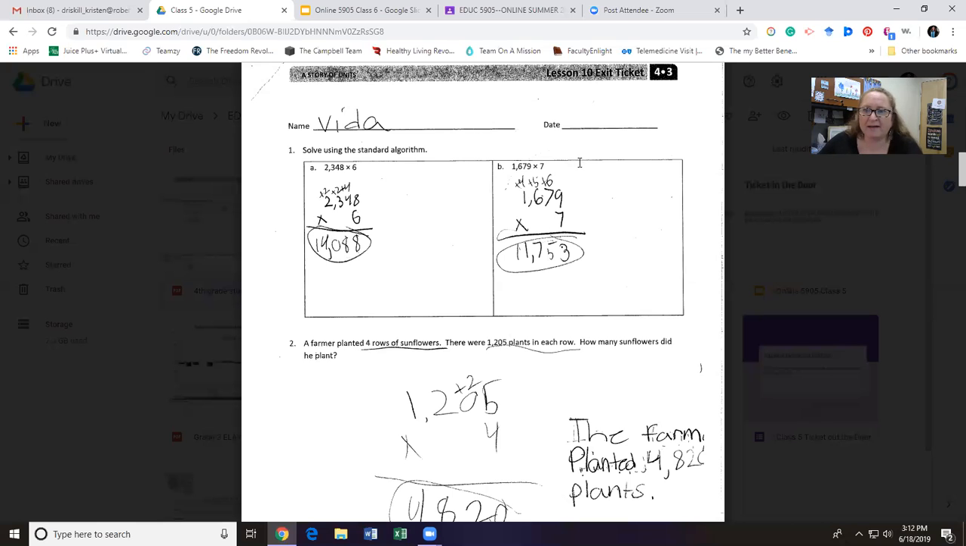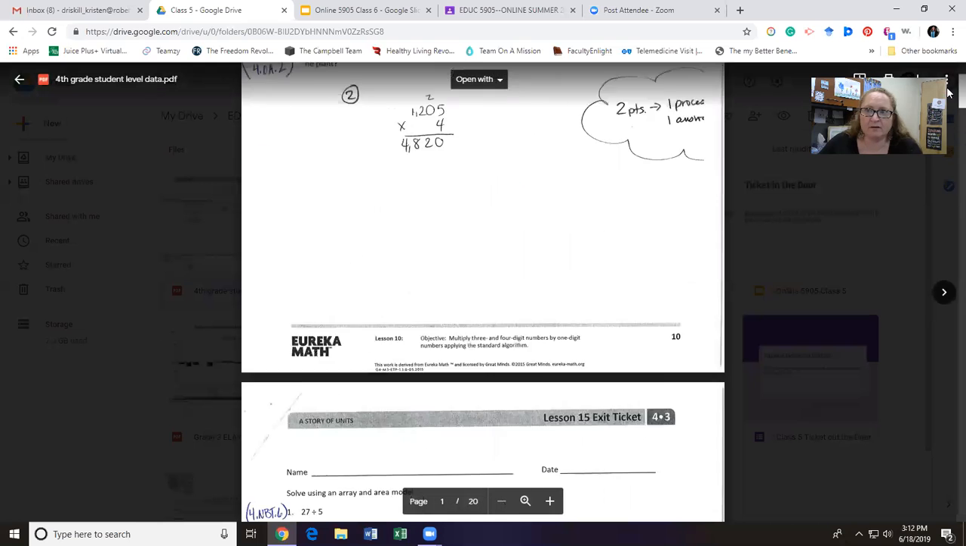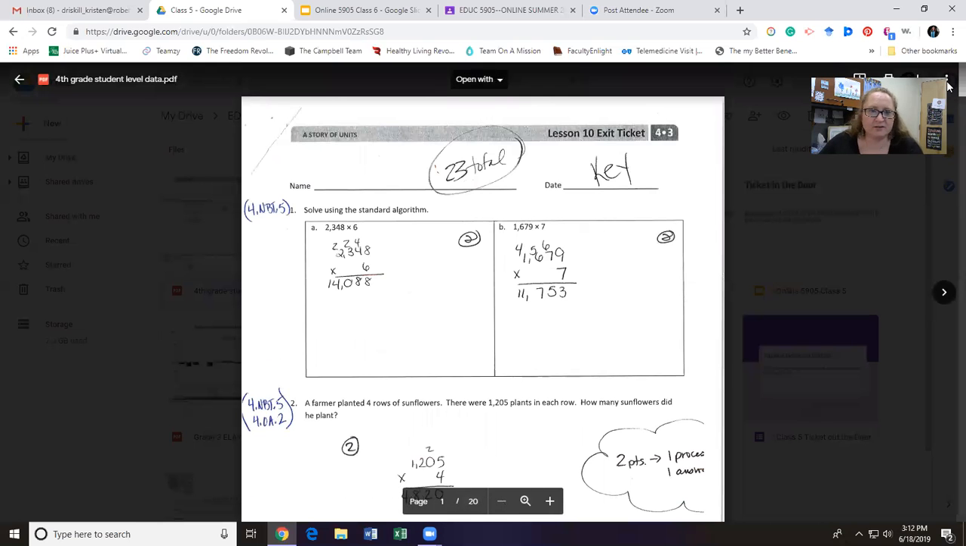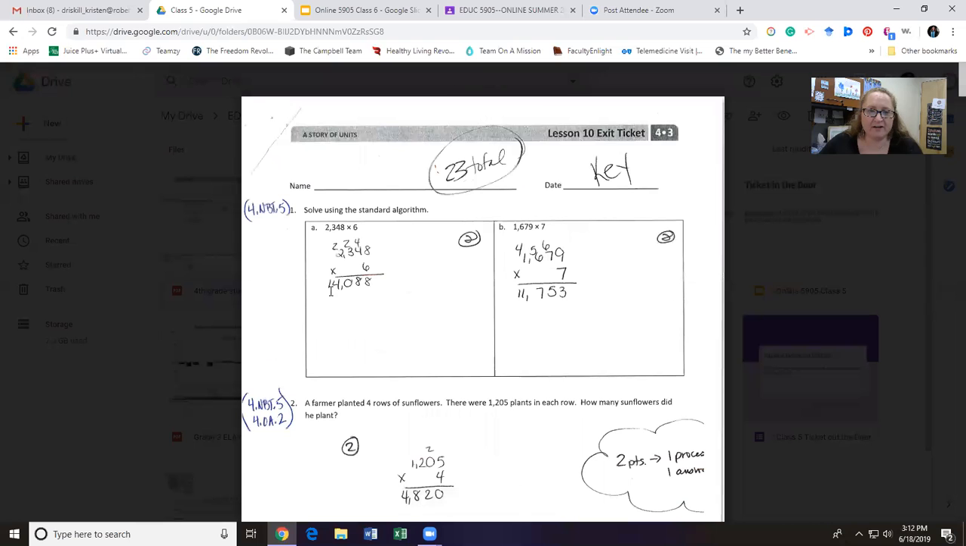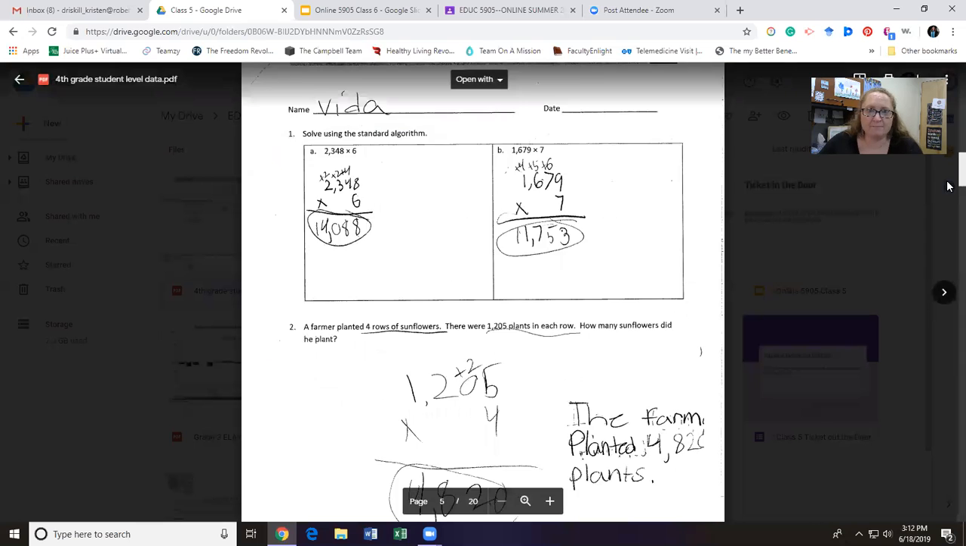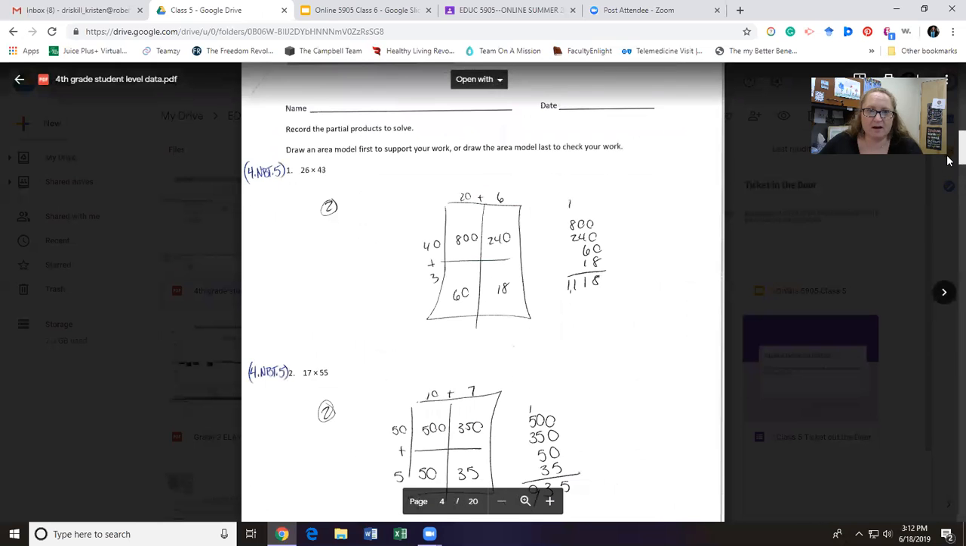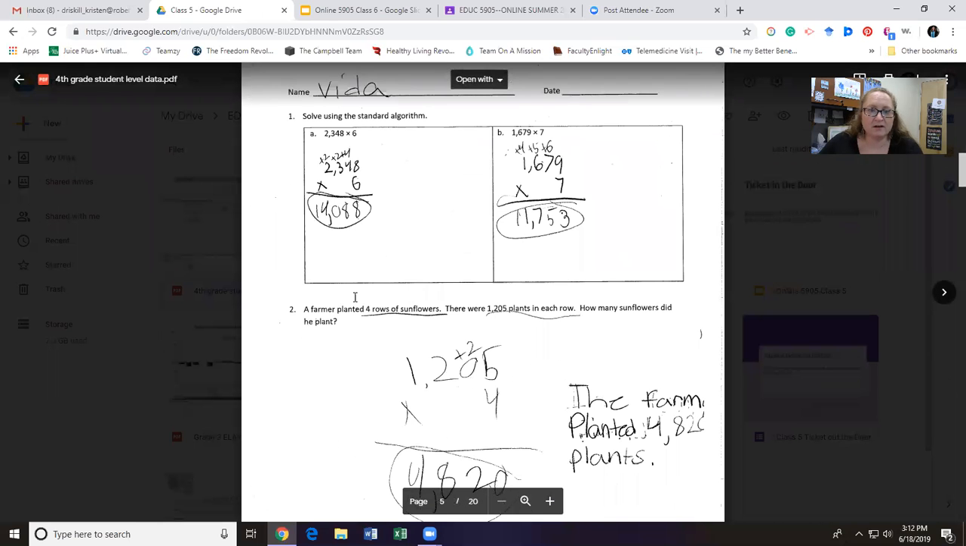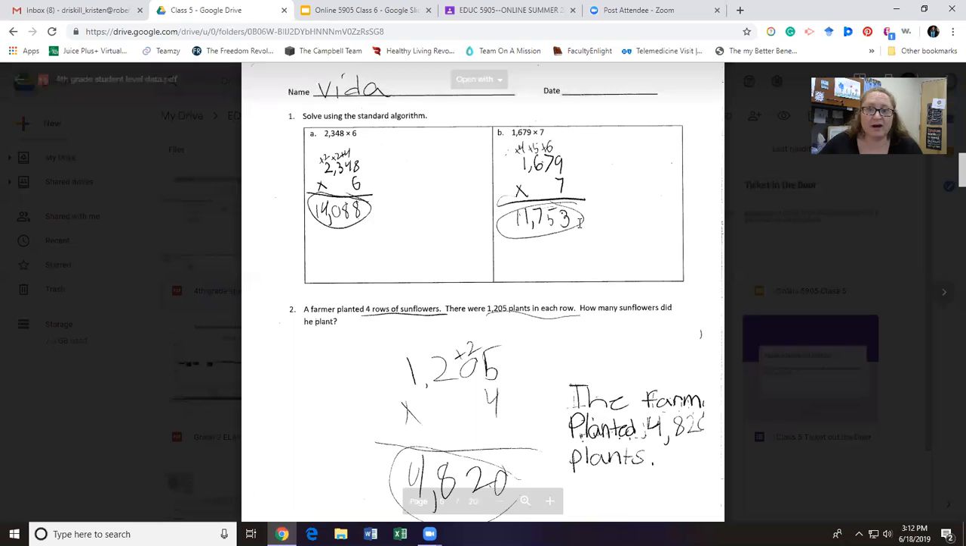If we look at the two answers, you can see, first of all, they had to make sure they carried. So 14,088 and 11,753. Back down to Vita. Oh my goodness. So she has the answers correct, so that's great. I would actually highlight those in green.